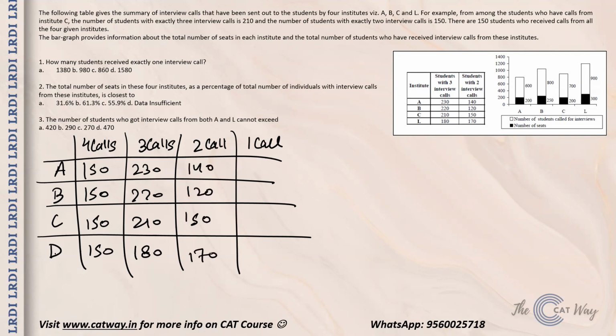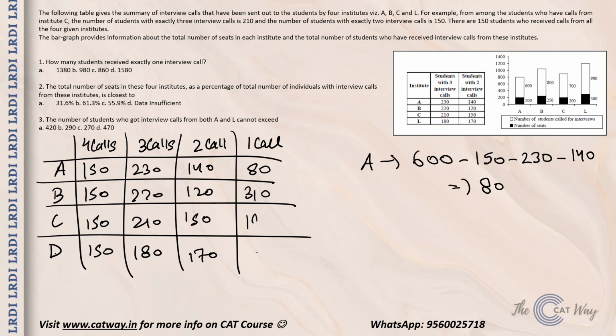Now guys, let's talk about A. In A, the total number of calls that have been sent is 600. Out of 600, there are 150 people who have received 4 calls, 230 people who have received 3 calls, and 140 people who have received 2 calls. So from the total number of calls, if you remove the people who got 4, 3 and 2 calls, you will get the number of people who got just one single call, and that will be 80. So the correct answer over here is 80. And on similar lines, we will calculate it for others, which will be 310, 190 and 400.